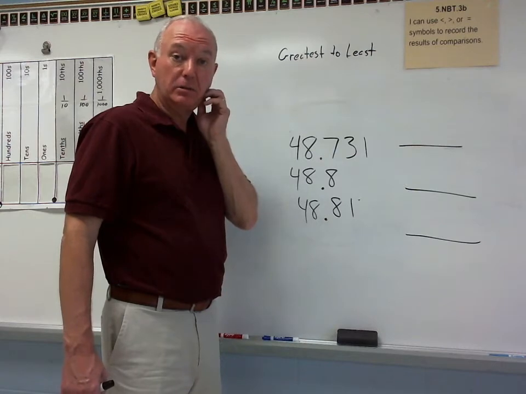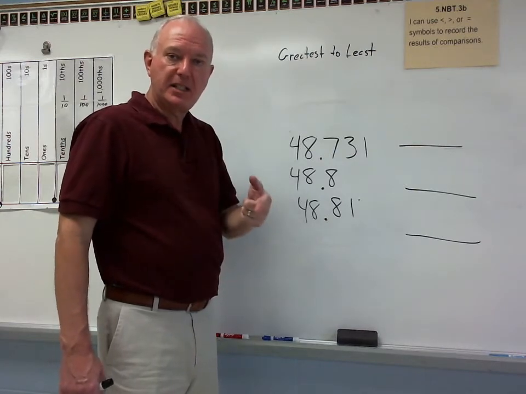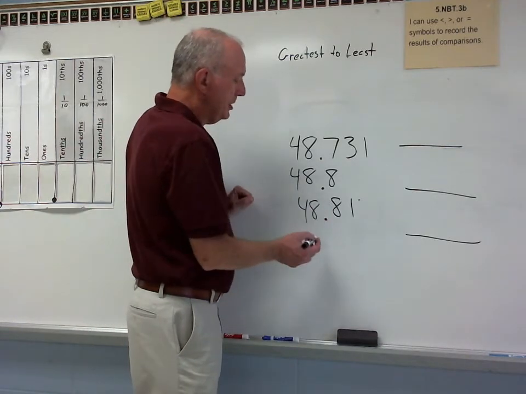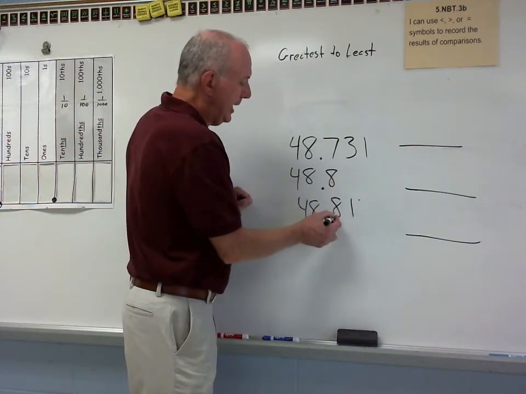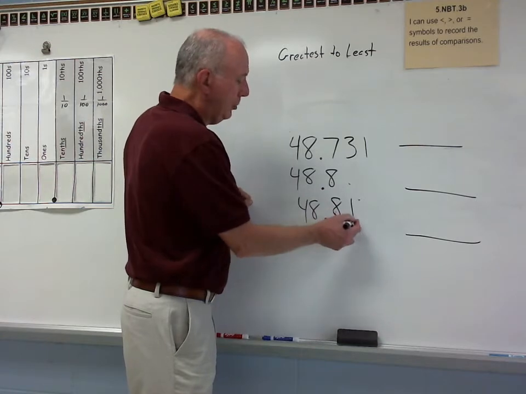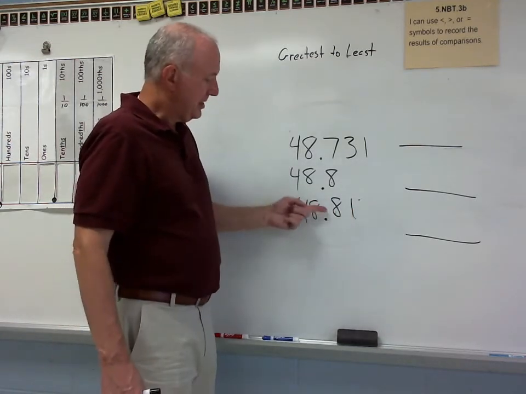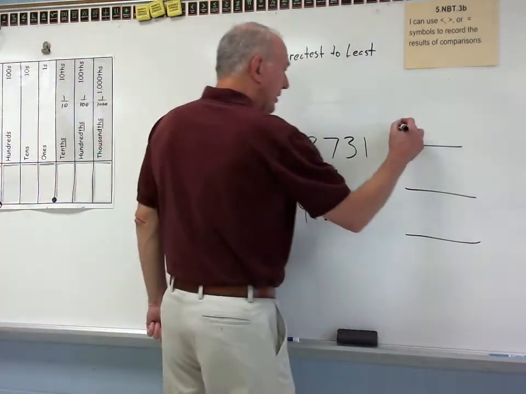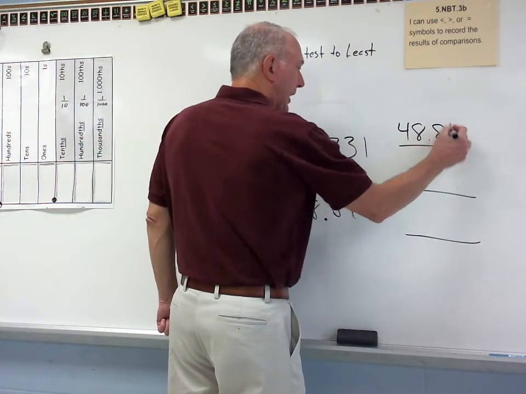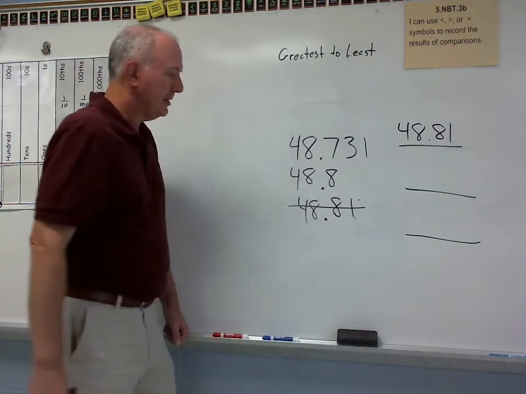So what do you do? If you have a tie for the greatest, what do you do? You go on to the next digit. Okay? Which one's greatest? That has 8, 8 and nothing, and 8 and 1. Which is greater, 1 or nothing? This is greater. Okay? So our greatest number is 48 and 81 hundredths.